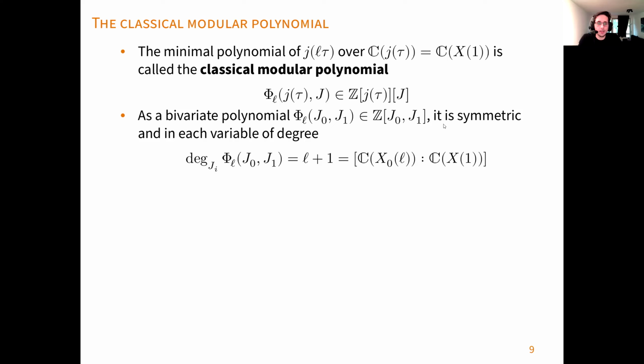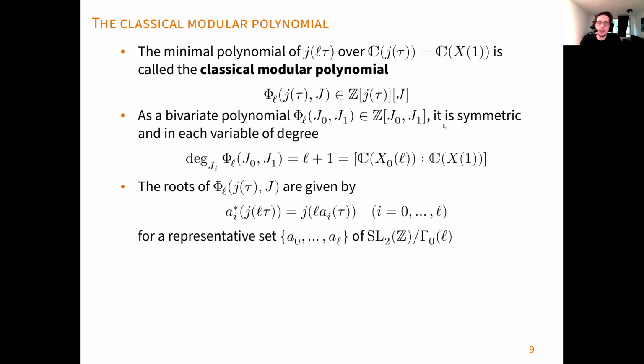Now, having this modular polynomial, we want to understand the statement that I introduced earlier of these j-invariants being isogenous if and only if plugging them into this polynomial gives 0. And for this, we just need to understand the roots of this modular polynomial. And explicitly, these are given by taking the j L tau function. Of course, this needs to be a 0 by the fact that it's the minimal polynomial.